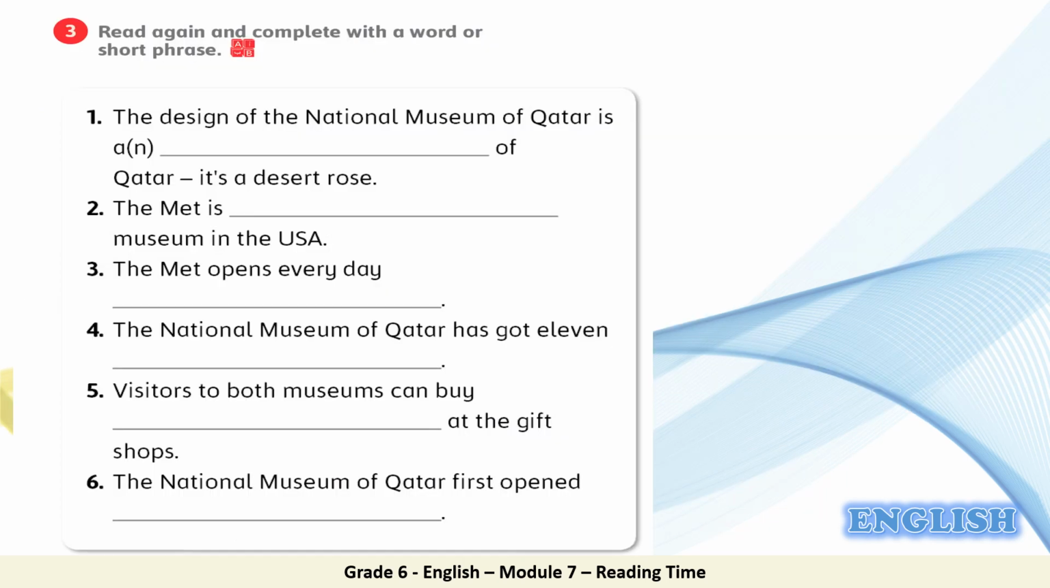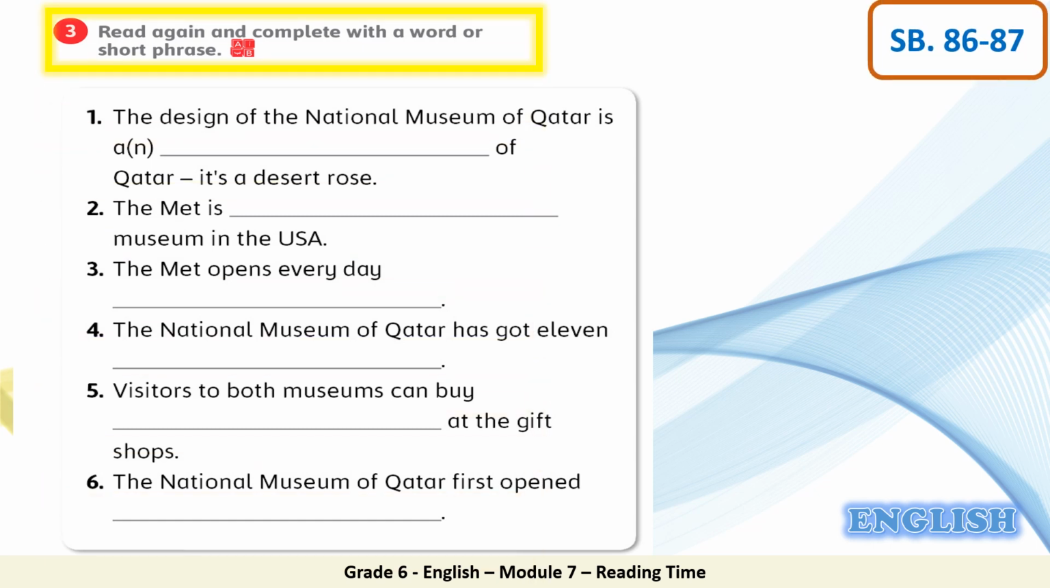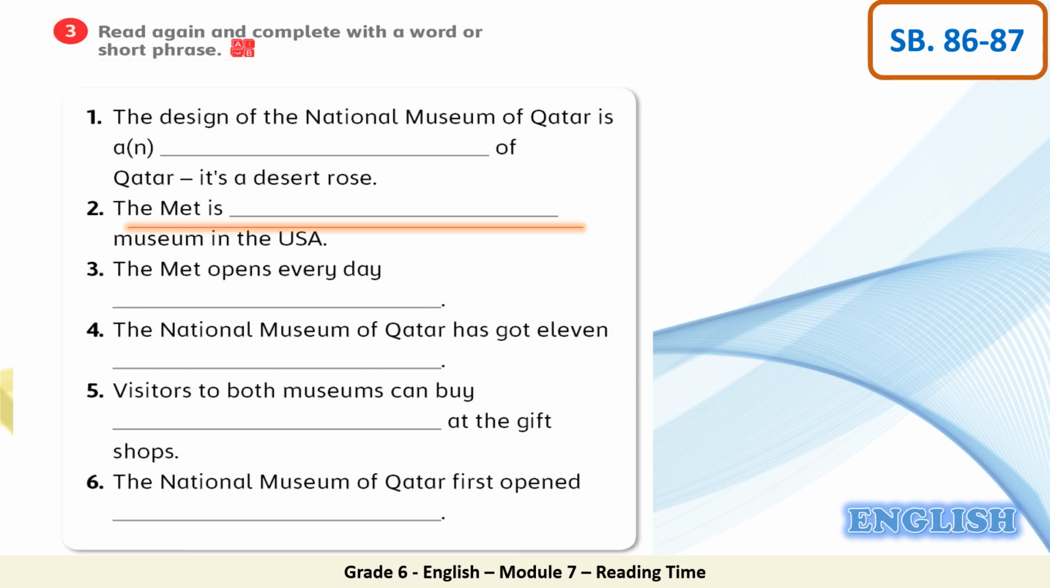Now let's move to activity number 3 in our Student's Book, page 86 and 87. We have 6 sentences and we need to complete the sentences with the missing words. It is a word or a short phrase. So let's do number 1 as a model. The design of the National Museum of Qatar is a or an space of Qatar. It is a desert rose.